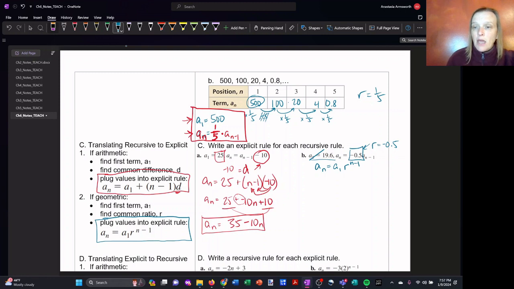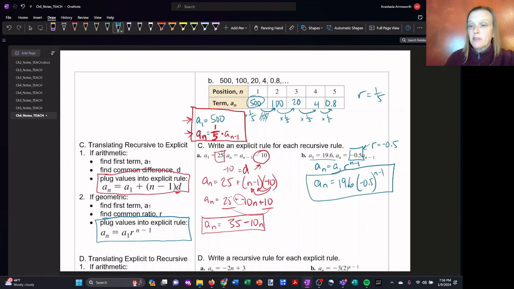I leave the nth term just as is because that's like my y value. It's my variable that I'm going to try to solve for. The first term of the equation is 19.6 times r, which is negative 0.5 raised to the n minus 1 power. Now, this can't be simplified any further. There's nothing I can do to simplify this. So that is our final explicit rule for this recursive equation.